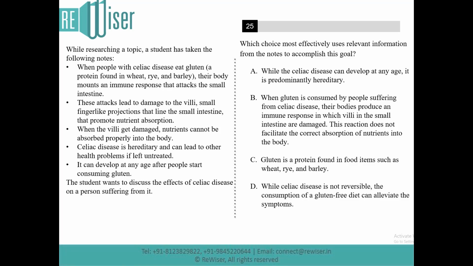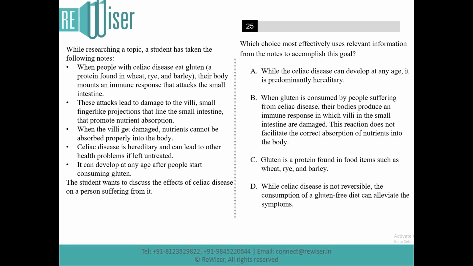When researching a topic, a student has taken the following notes. When people with celiac disease eat gluten, a protein found in wheat, rye, and barley, their body mounts an immune response that attacks the small intestines. These attacks lead to damage to the villi, small finger-like projections that line the small intestines that promote nutrient absorption. When the villi get damaged, nutrients cannot be absorbed properly into the body.